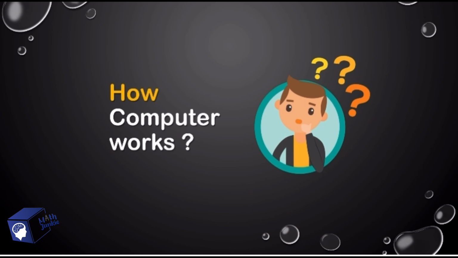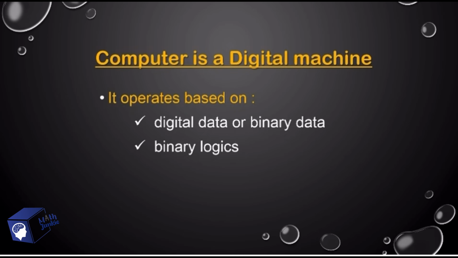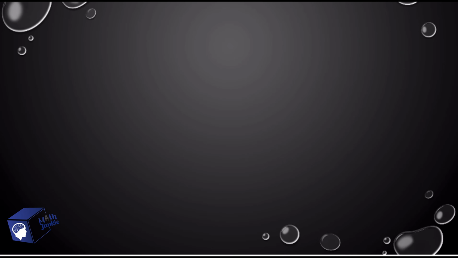And to answer this simple question, we need to refresh our concept about computer, that computer is basically a digital machine. It's a digital machine because it operates based on 2 things. Number 1, digital data. Number 2, binary logic. Digital data is also known as binary data. Bi means 2. So binary data is always in the form of zeros or ones. So the data in the form of zeros or ones is known as binary data.